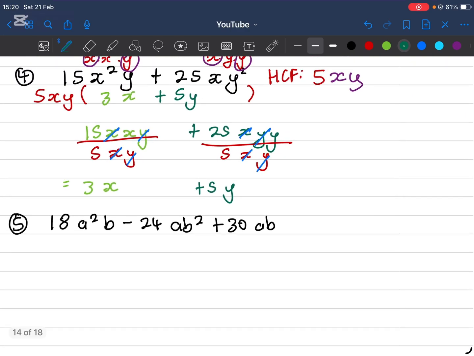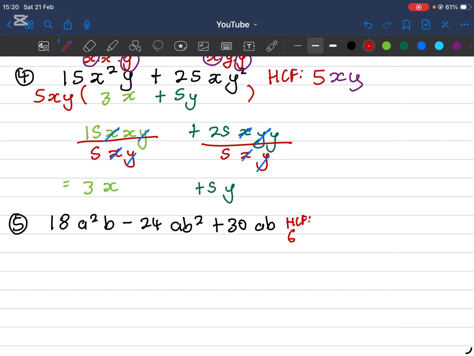Alright, pause the video, attempt the next question. I'm going to do the HCF first. So for HCF, the highest common factor between 18, 24, and 30 will be 6.